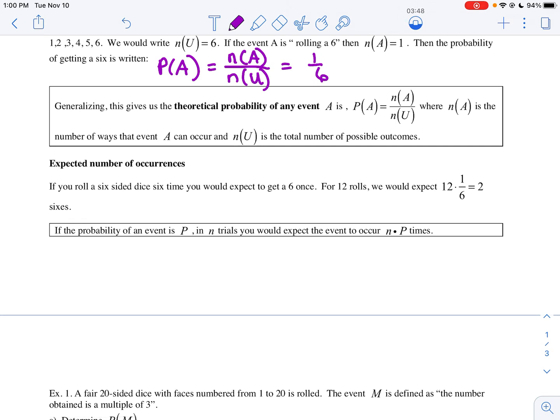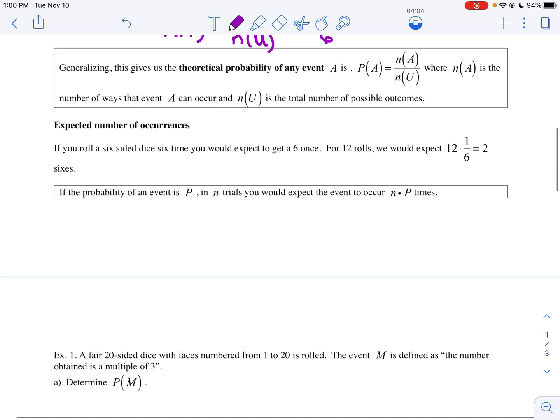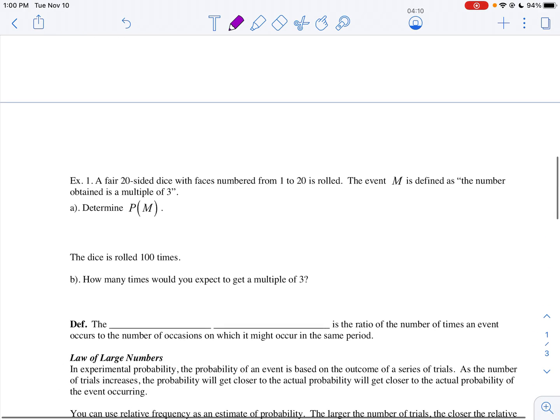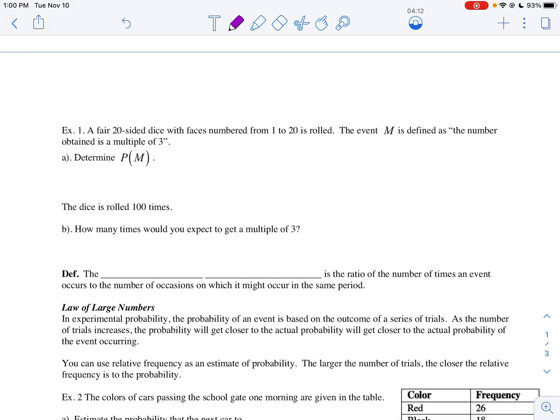Expected number of occurrences. If you roll a 6-sided dice 6 times, you would expect to get a 6 once. For 12 rolls, you would expect to get a 6 12 times 1 over 6, or 2 times. If the probability of an event is P, in N trials you would expect the event to occur N times P times. So let's look at example 1.